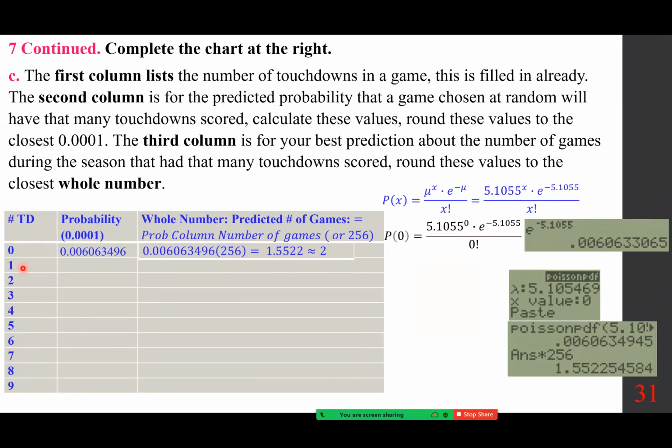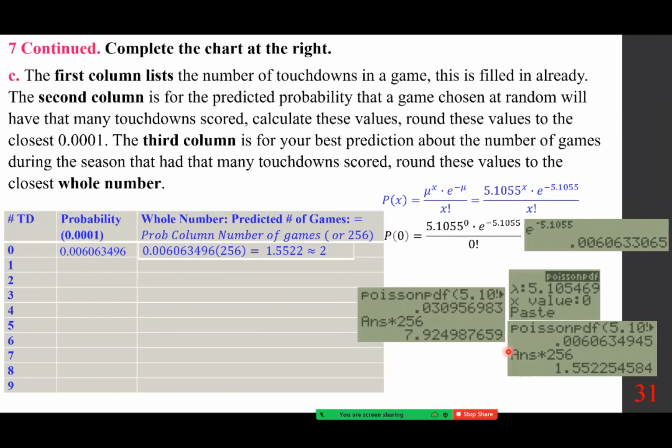Now, for the next one, we use number 1 in this formula, and we use a calculator to do the math. Whatever the answer is, we're going to multiply by 256 to come up with the next one. So if I go with the second one and use 1, I get this number. If I multiply it by 256, I get this number. So I put this number in front of 1.03095 and so many decimals. And then this number 7.9, and this gets rounded up to 8 also.